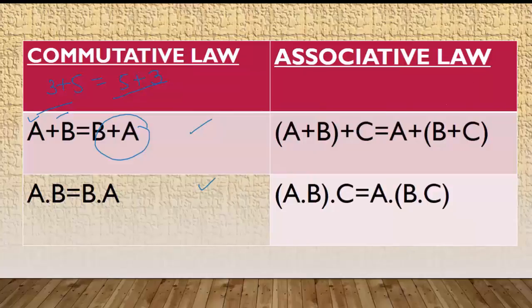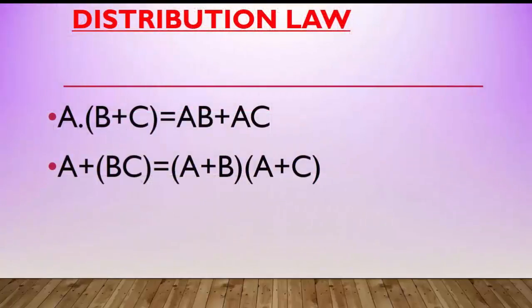So associative law is A plus B plus C, and A plus B plus C. So in ANDing and in ORing also we have the associative law. A plus B plus C is equal to A plus the group B plus C. So A into B into C is like A into the group B into C. Next is my distribution law.